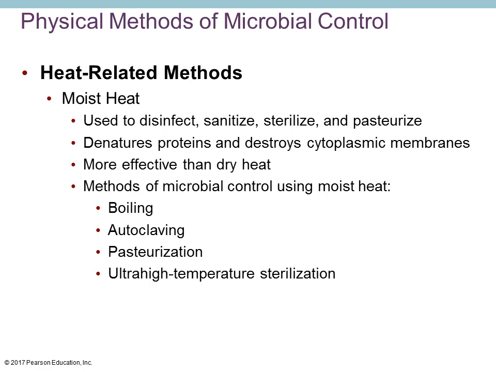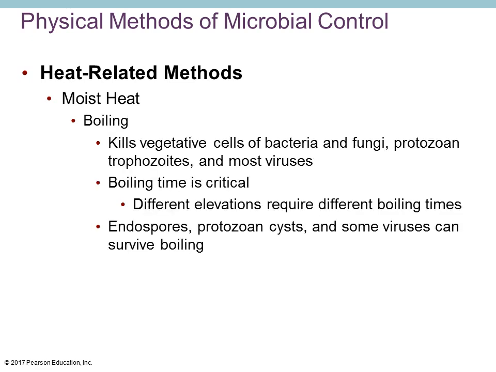There are different methods of using moist heat: boiling, autoclaving, pasteurization, and ultra-high temperature sterilization. Boiling is going to kill your vegetative cells. It will kill most of the viruses. It kills most of your protozoans. The trick here is how long do you boil? And a lot of people think, oh, I only need to boil 5 or 10 minutes. It depends on the elevation.